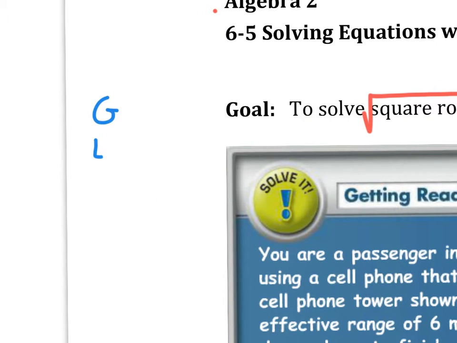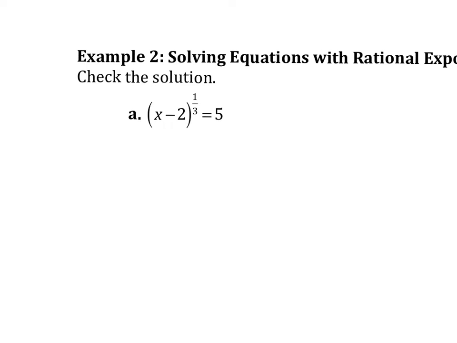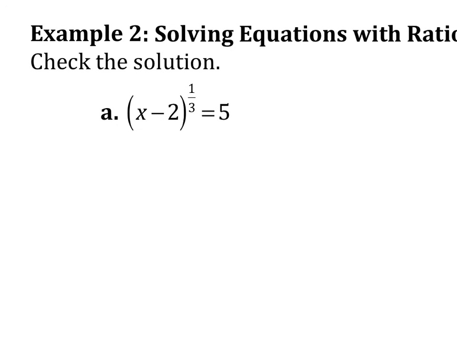Order of operations, GEMDAS: grouping symbols, exponents, multiply, divide, add, subtract. Our goal is to undo everything and get rid of everything until our variable is all by itself. So just keep that in mind. And let's look here at example 2, the first problem here.